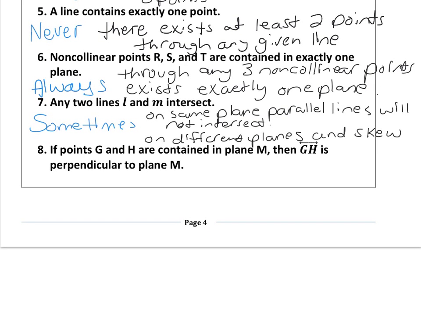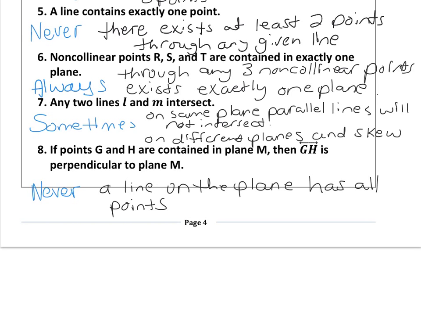Okay, number 8. If points G and H are contained in plane M, then the line GH is perpendicular to plane M. And the answer to that would be never. If a line lies on the plane, it is not perpendicular to that plane. So in other words, a line on the plane has all points contained in that line also on the plane.